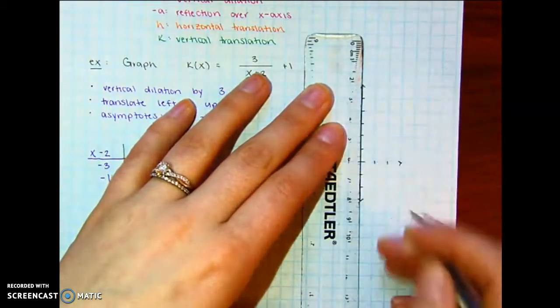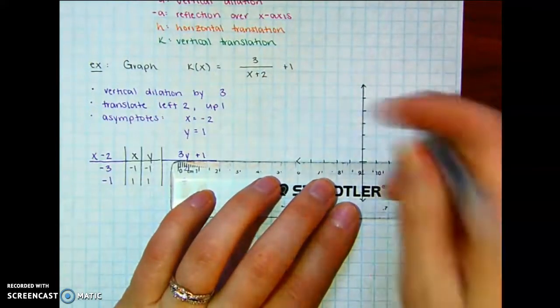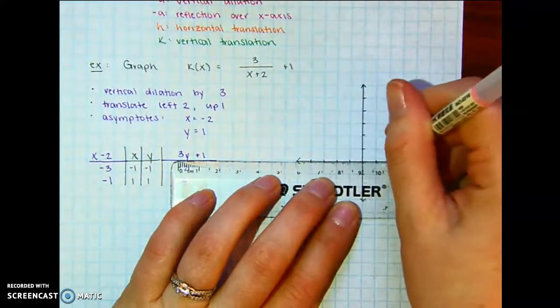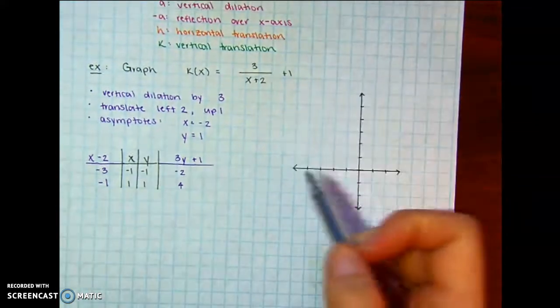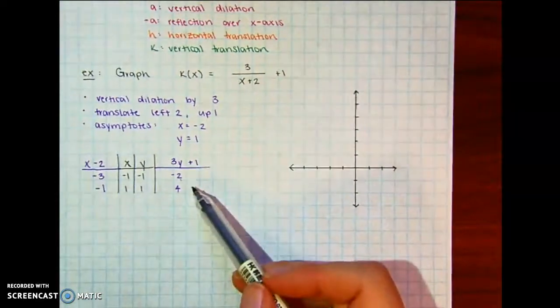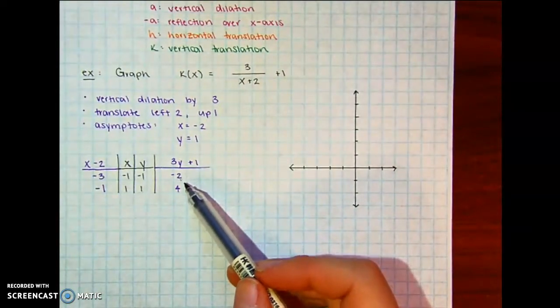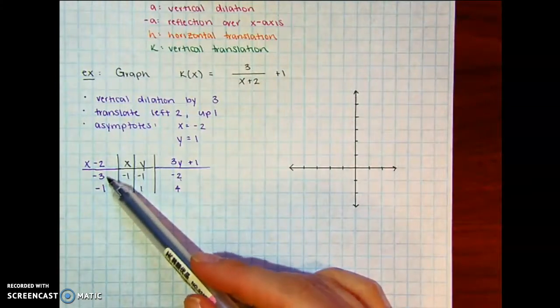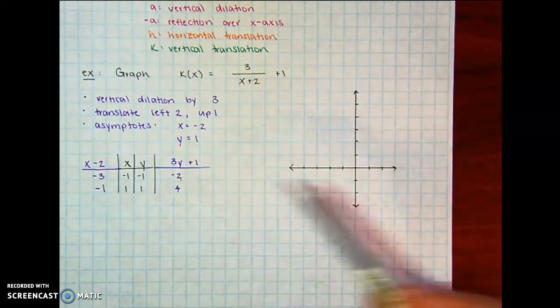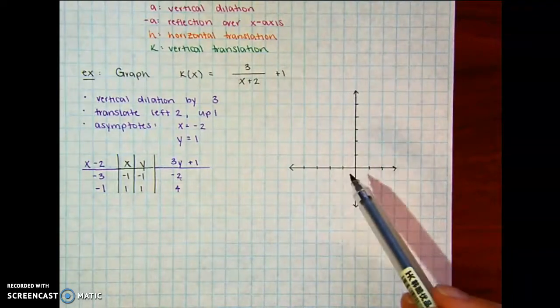Some of you may be asking, why even make a table? Tables are nice because they show you how you get your values, and they also help you decide how big to make your coordinate plane. So I know I need my y values to go up to 4 and down to -2, and I know I need my x values to go from -3 to -1. It doesn't go to 0 though, so you should always extend it past. We want to see that origin.